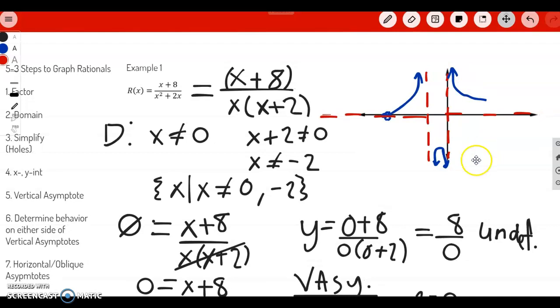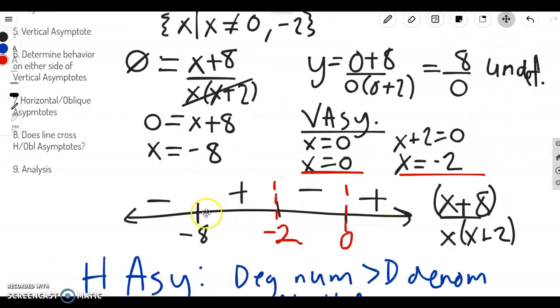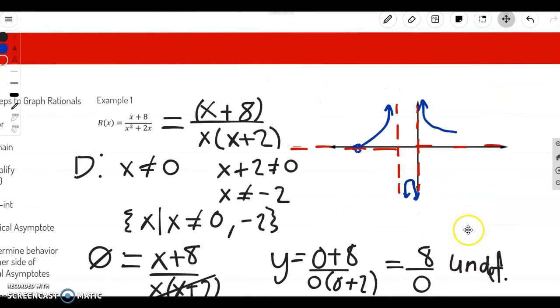The last thing we do is we use the analysis that we've done before. To the left of negative 8, it's got to be negative. To the right, it has to be positive. So we're going to finish out our curve. So to the left of negative 8, it's negative, but it's going to approach 0. So it looks like this. To the right, it stays positive, so it never crosses that axis. And that's what we do to graph these.